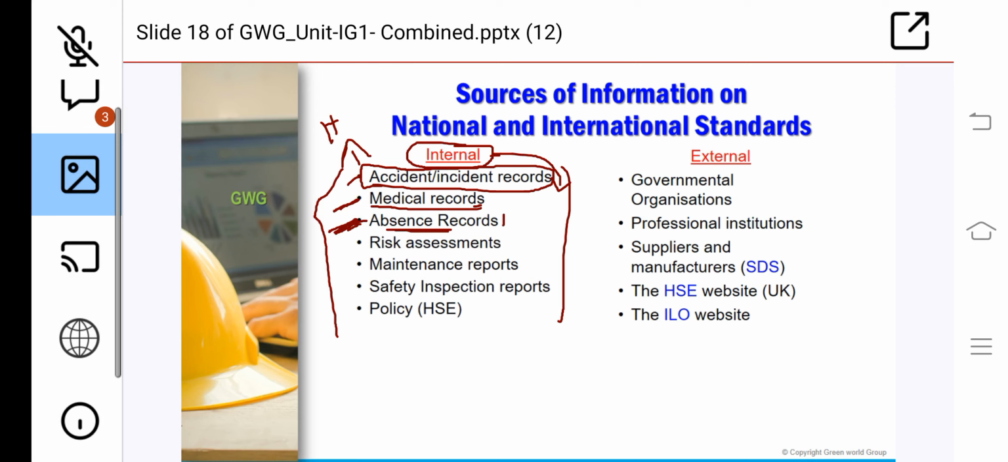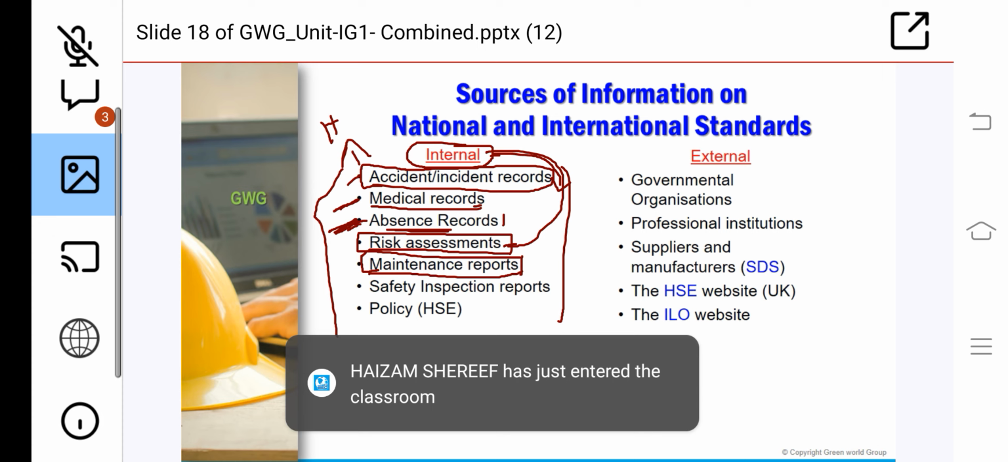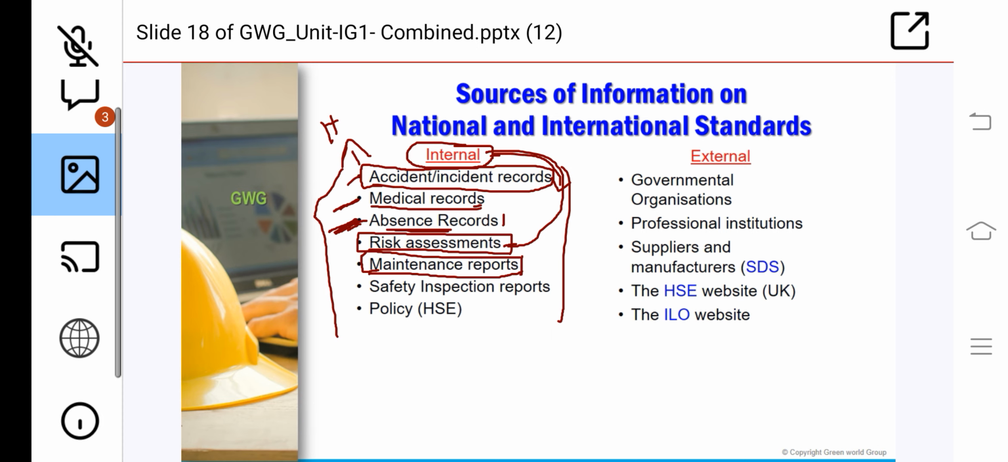Then there is a risk assessment. Risk assessment is one of the health and safety documents, right? A process for identifying the hazard and the risk, taking control measures for that risk. So risk assessment is a health and safety related document. This document is an internal source of information. Then the maintenance report. So the maintenance report will give you the idea of how many machines got breakdown or mechanical failure, what is the performance, what are the observations in the maintenance reports.